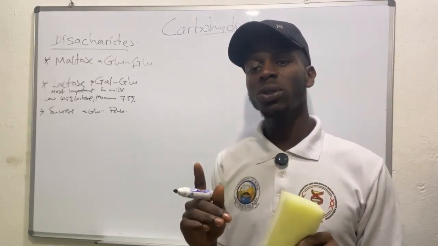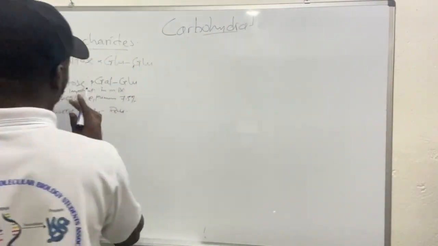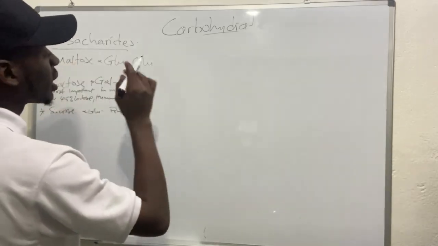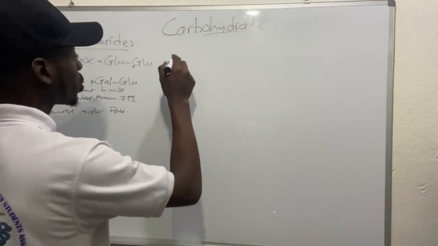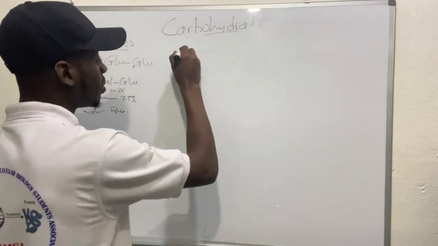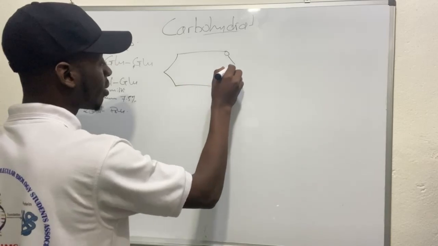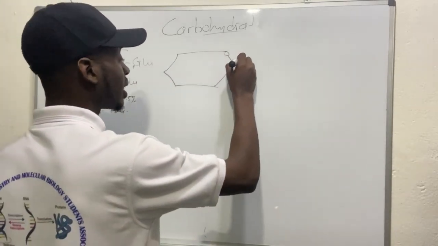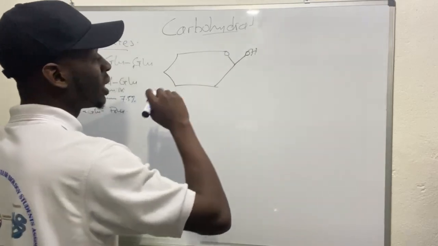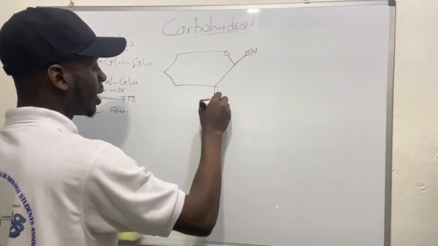When one galactose reacts with one glucose in a condensation reaction, it leads to the formation of lactose. So we have galactose. Remember, galactose is the same just like glucose, but they differ only at carbon number 4. But this kind of bond that is formed in lactose is a beta glycosidic bond, so the hydroxyl group has to be pointing upward. So here we have OH.